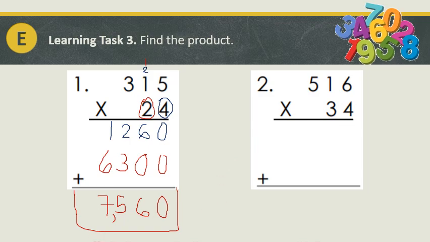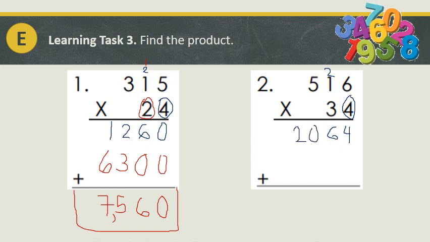Then, sa number 2, ganun ulit, magsisimula ulit tayo sa ones place. Dun muna tayo sa 4. Okay, from right to left. So, 4 times 6 ay 24. Carry 2. Then, 4 times 1 is 4 plus 2 is 6. Tapos, 4 times 5 is 20.